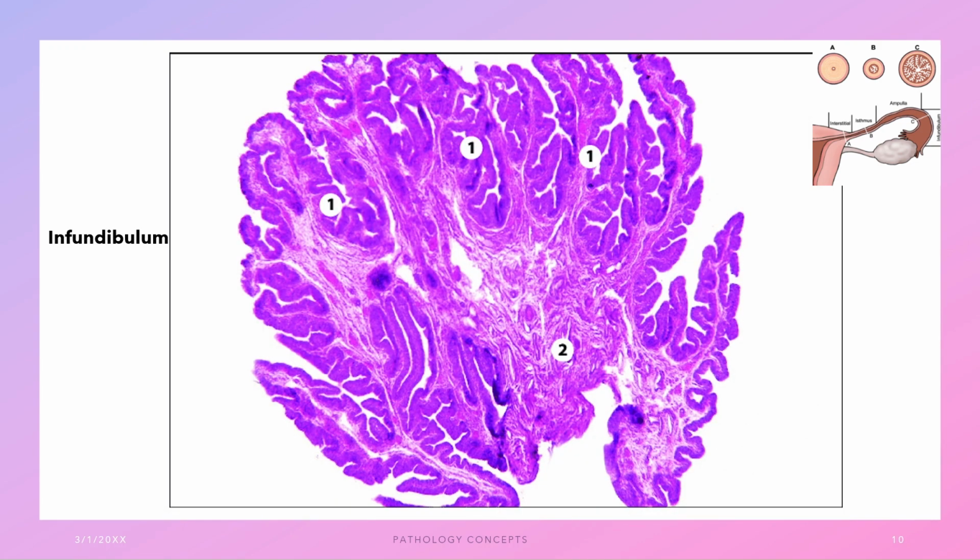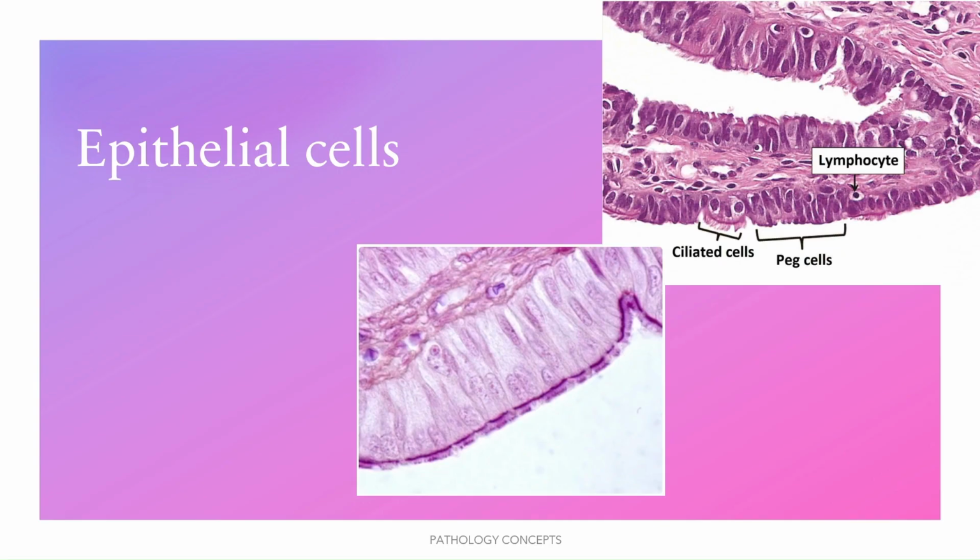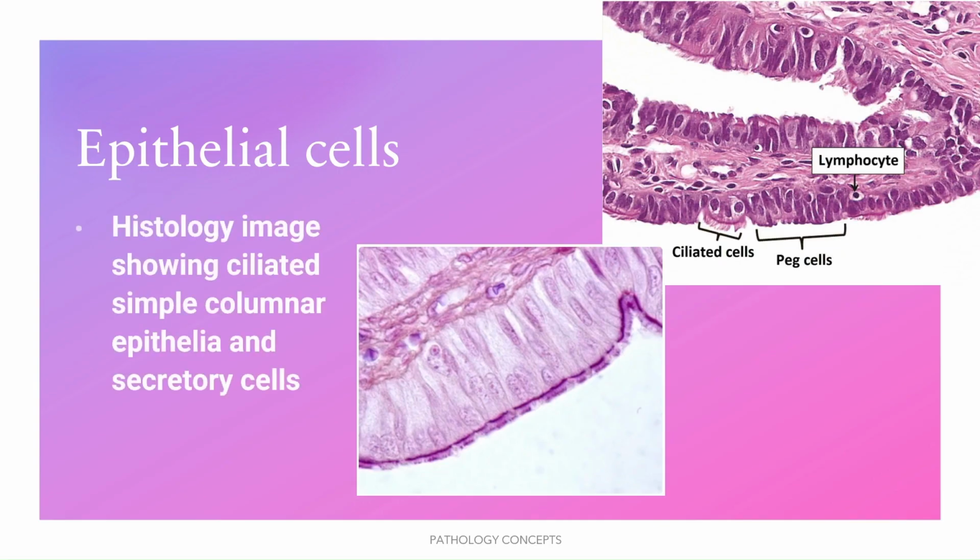This is the cross section of the infundibulum which consists of a fibromuscular core and surrounding mucosal folds. Epithelial cells. This image shows ciliated columnar epithelial cells and secretory cells in the mucosa of the fallopian tube.